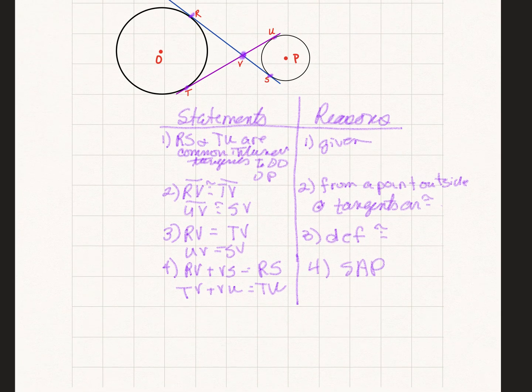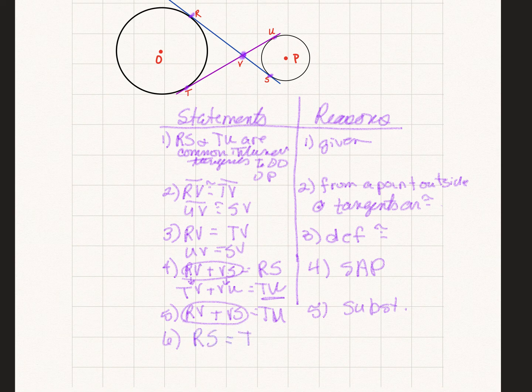Now I'm going to use a little bit of substitution to say that RV, because RV and TV are equal, plus VS equals TU. So basically what I did is I substituted RV for TV and VS for VU and kept it equal to TU, which I can do by substitution. And now, by transitive, I've got that those are equal to RS and equal to TU, so RS equals TU by transitive. Or you could also say substitution.